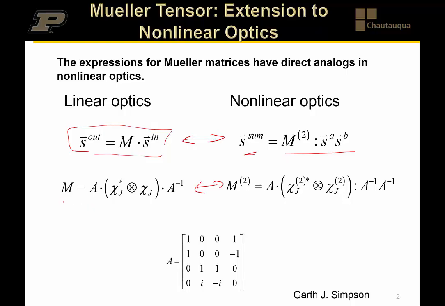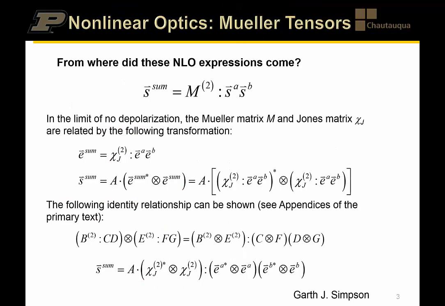And in linear optics, we found that we could reduce this down, at least for the purely polarized component, to the simple Kronecker product of Jones matrices. And in nonlinear optics, it's the exact same thing. It turns out that the Mueller tensor can be broken down and described for the purely polarized component as a Kronecker product of Jones tensors. And this A term is just this matrix that relates the electric fields to the Stokes vector. So that's what we're going to show throughout the course of the next couple of minutes. How do we get there?